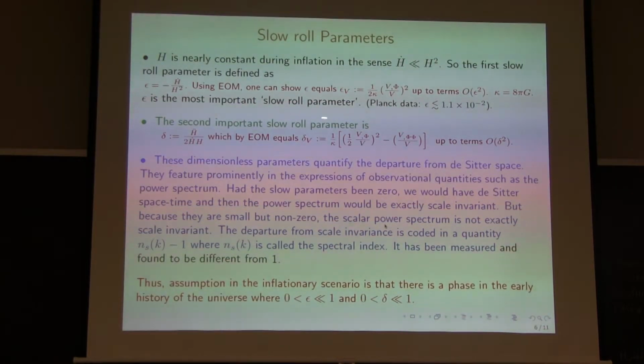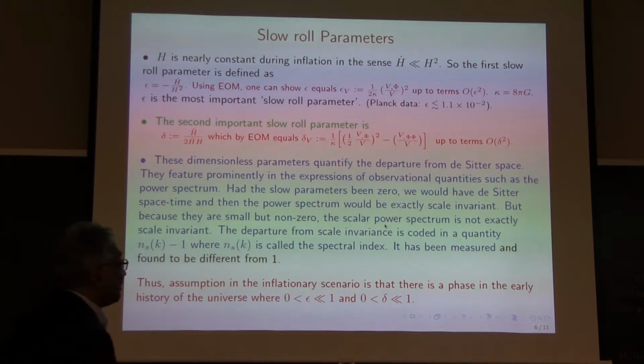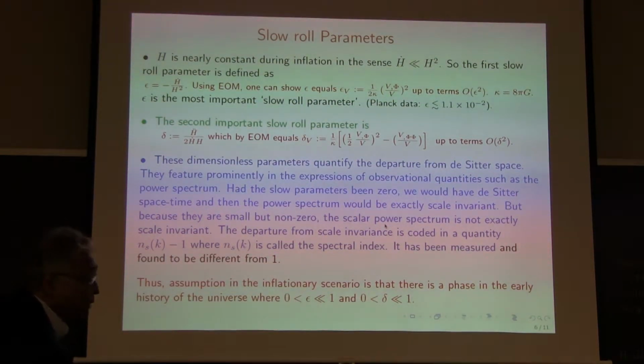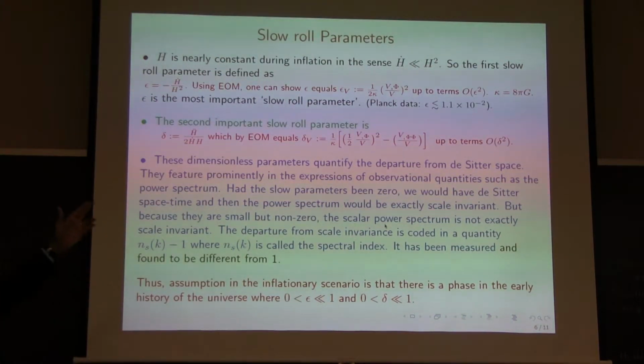The second important slow-roll flow parameter is really h double dot upon 2h dot times h. Again, this is for dimensional reasons, which by the equation of motion can also be related to the potentials up to terms of order delta squared. So these dimensionless parameters quantify the departure from de Sitter space. If these parameters are 0, if h dot was 0, then we would get exactly de Sitter space. But because it is not equal to 0, we don't get exactly de Sitter space, but we get near de Sitter space.